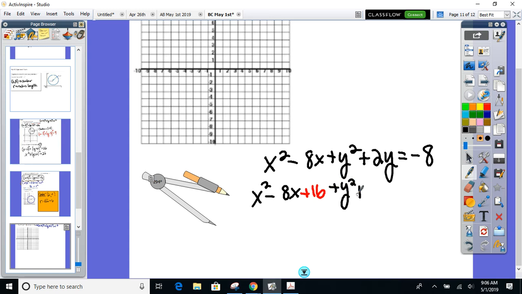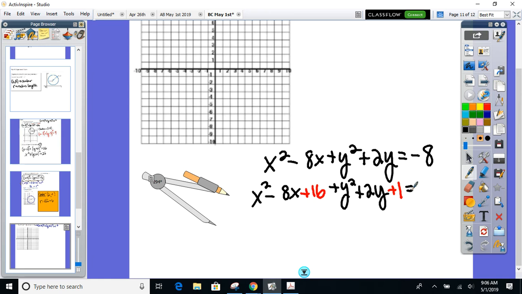Plus y squared plus 2y. Everyone ready? What's the b value in here now? 2. The b value is 2. In your head right now, take half of it and square it. 2 divided by 2, then square that number. What do you have? 1. So plus 1.